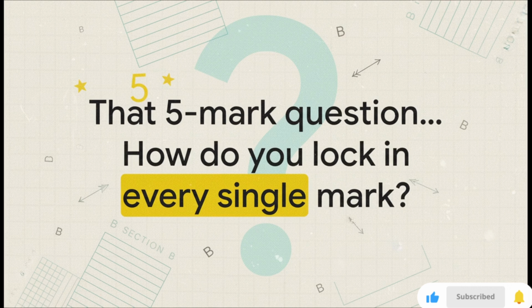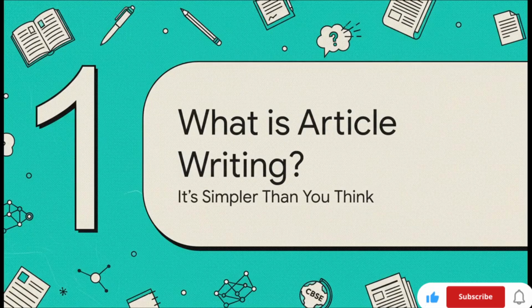It's just sitting there in Section B, worth 5 super crucial marks. And honestly, the difference between a pretty good score and an amazing score can really come down to how you handle this one question. So the big question is, how do you make sure those 5 marks are yours? Like, guaranteed?